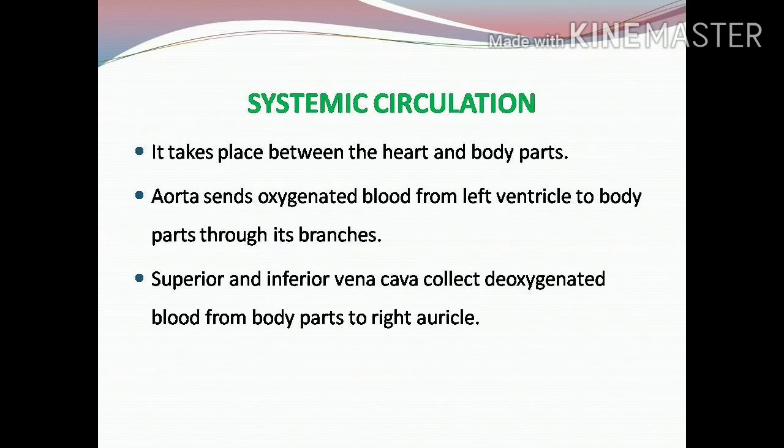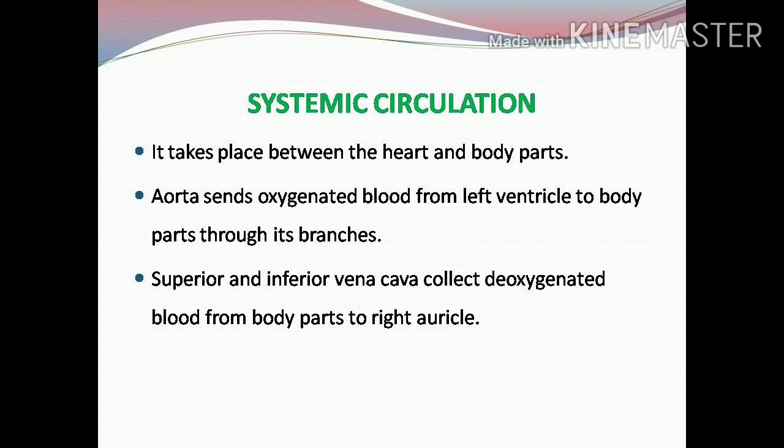Next, systemic circulation. Systemic circulation takes place between heart and body parts. Here, oxygenated blood from the left ventricle is pumped through the aorta into the different parts of the body. At the same time, deoxygenated blood from different parts of the body enters the right auricle through the superior and inferior vena cava.